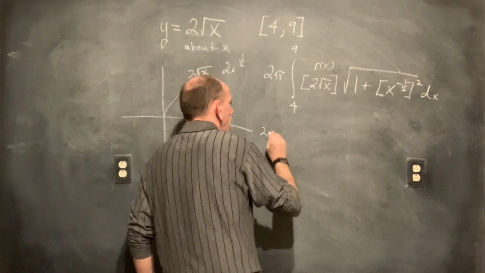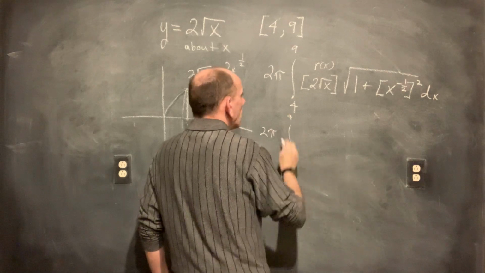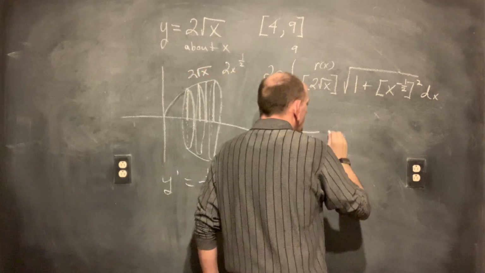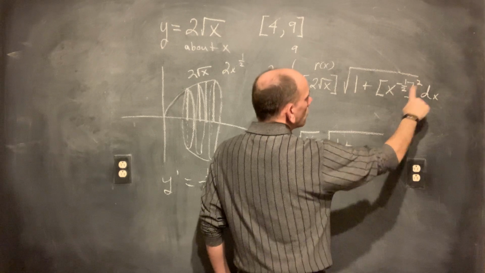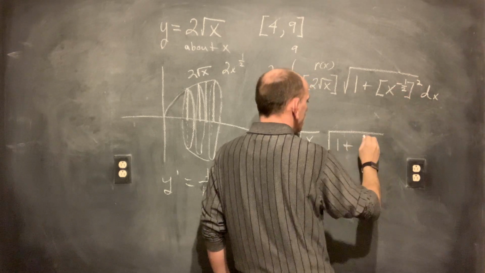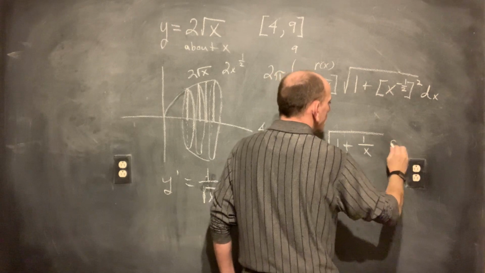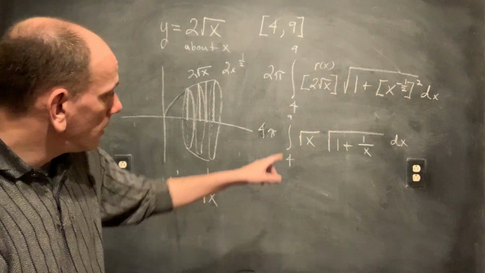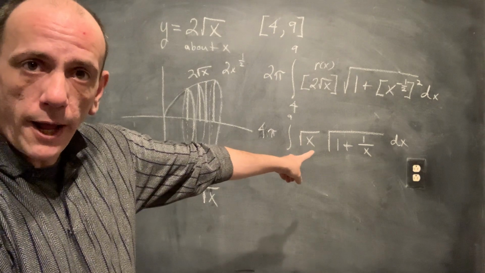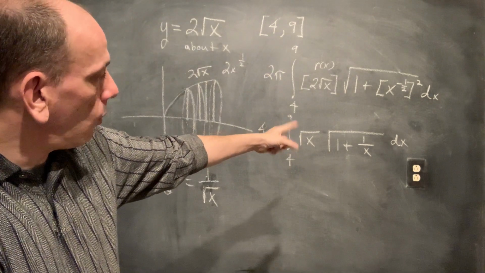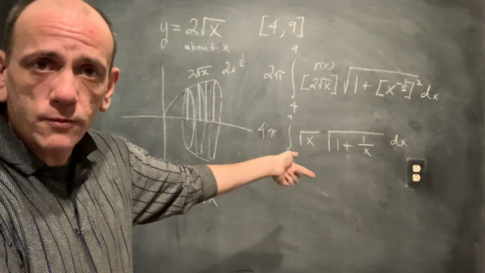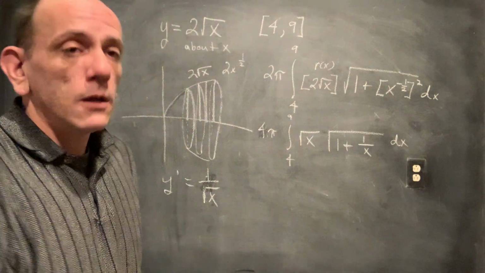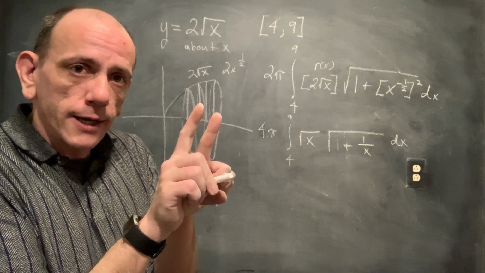Let's see if we can simplify some stuff. We've got 2 pi integral 4 to 9. I can pull this 2 out here, so that's a 4 pi. Got a root x, root 1 plus, well, square this up would be x to the negative 1, so 1 over x dx. And now I'm almost in trouble. I'd want to try to u sub this 1 plus 1 over x, but if I take the derivative of 1 over x, that's x to the negative 1, so it'd give me an x to the negative 2. In order to do that u sub, I need an x to the negative 2 outside, and I don't have it.